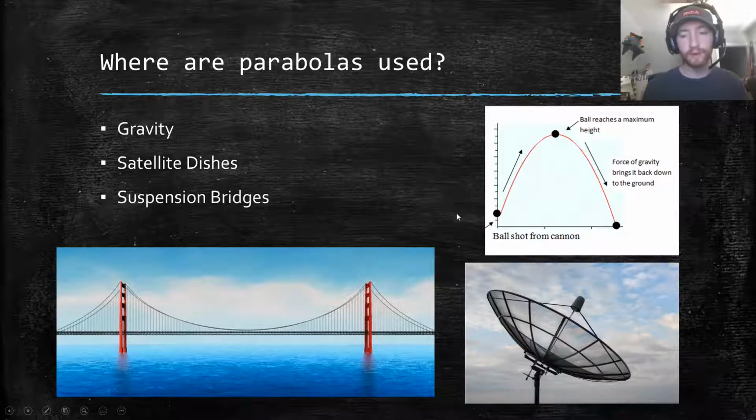Satellite dishes as well, they have a parabolic shape so that they can focus all the waves that are coming in to a single point. Suspension bridges, they have parabolic shapes so that they can more evenly distribute the loads from the bridges.